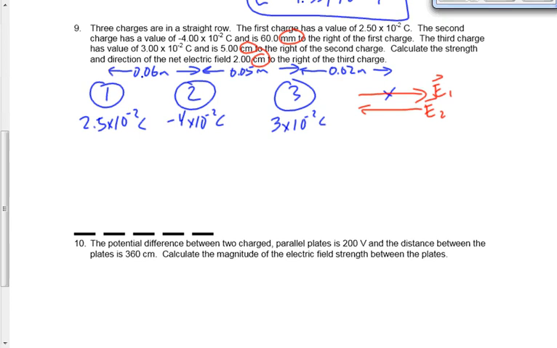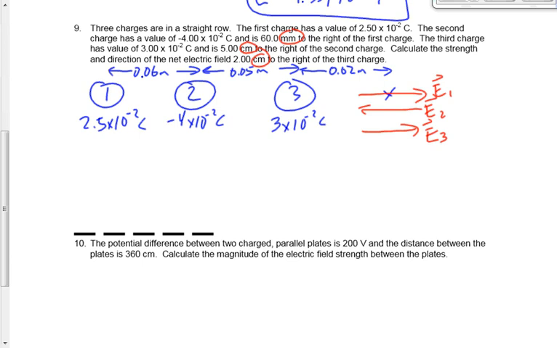Let's help them out. Shaylin, you got that one? Which way does the field point caused by number 3? It would point to the right. It would point away from a positive producer, right? So now we got 3 of them, which is one more than we had in the last question, but that's okay. This means that we have to calculate 3 of them, right?